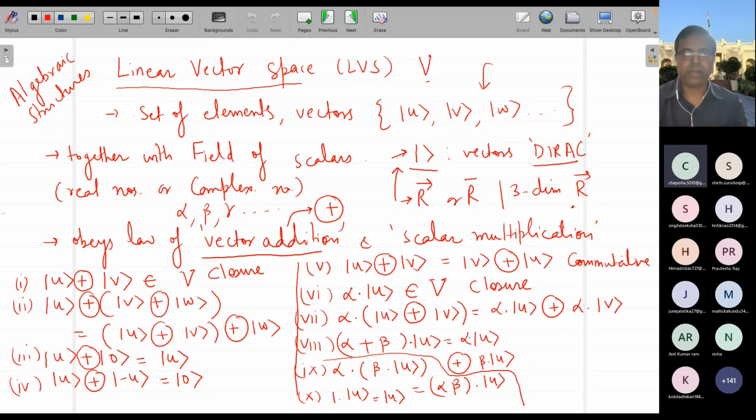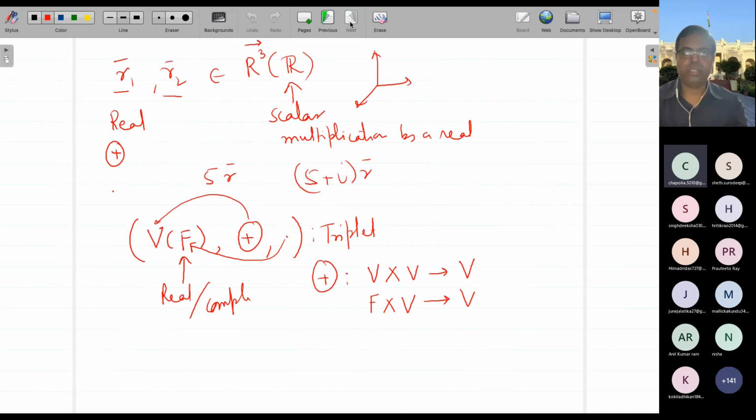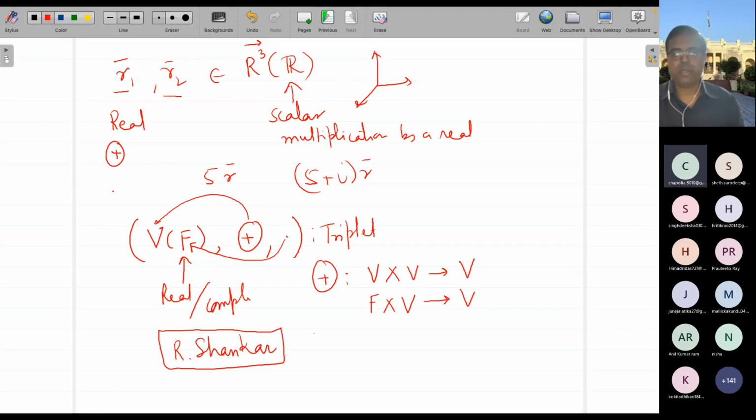A vector space is a set of elements which we call vectors together with a field of scalars, which can be real or complex numbers, with laws of vector addition and scalar multiplication, which are 10 in number. The book which I will surely suggest you look into, also given in your quantum mechanics class, is Principles of Quantum Mechanics by R. Shankar. Very nicely written book. The first chapter is about this. Anyway, questions related with it.